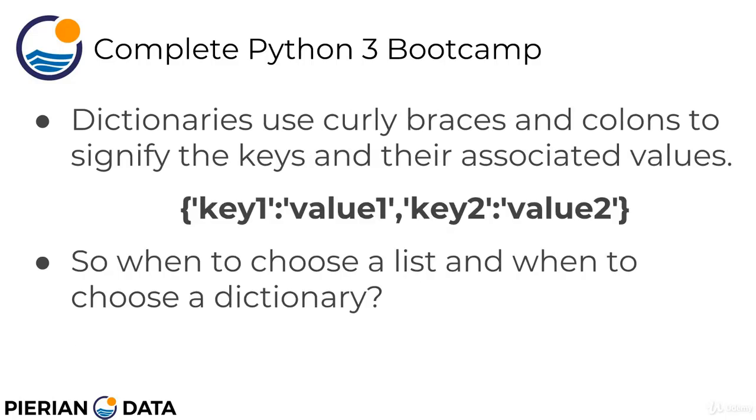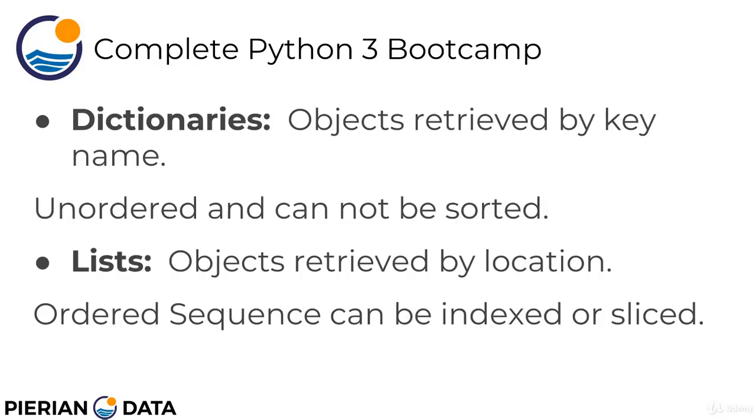The dictionary syntax uses curly braces and colons to signify the relationships between a key and its associated values. So here we can see the curly braces, and then we have the string key, key1, then a colon, and then whatever value is associated with that. In this case, we just have a string called value1, and then we have a comma for the next key-value pair. Now the question always arises: when do we choose a list and when do we choose a dictionary? Well, dictionaries have objects retrieved by a key name, and dictionaries are unordered and cannot be sorted.